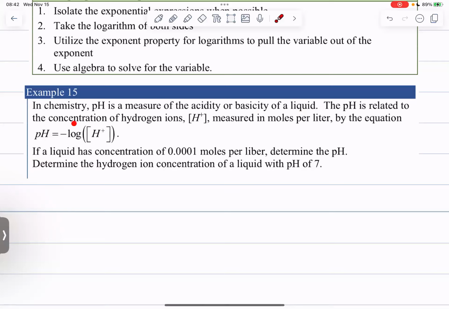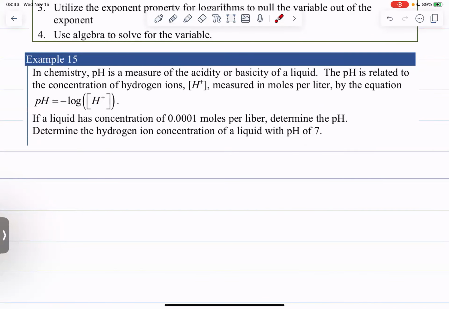The pH is related to the concentration of hydrogen ions, H plus, measured in moles per liter, by the equation: pH is the negative common log, so log base 10, of H plus, the hydrogen ions. Can you tell I don't know any chemistry? None, zero. I guess I took first year chemistry, but that was a long time ago. I think there's another typo, but I can't remember where it is.